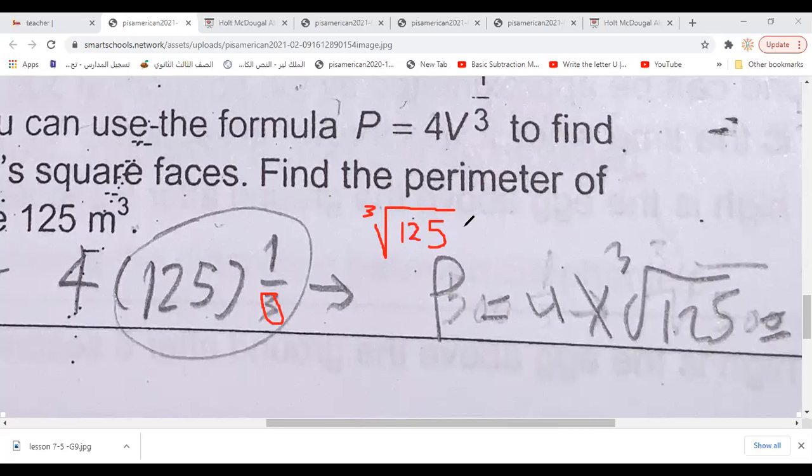The cubic root of 125 is 5, and the formula was 4 times V to the power of a third. Then we will find the answer. It will be 4 times 5, equal how many? It will be equal to 20. Okay.